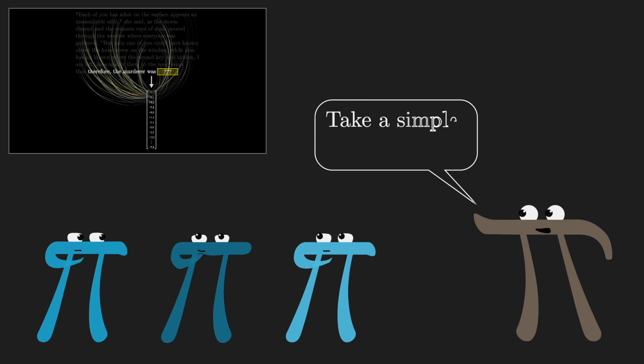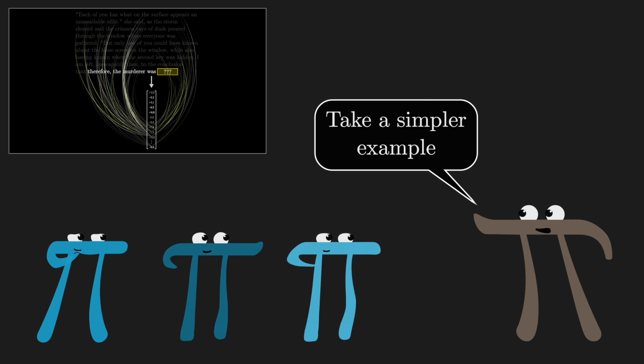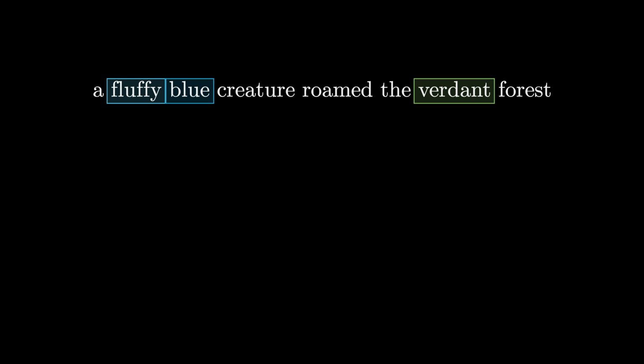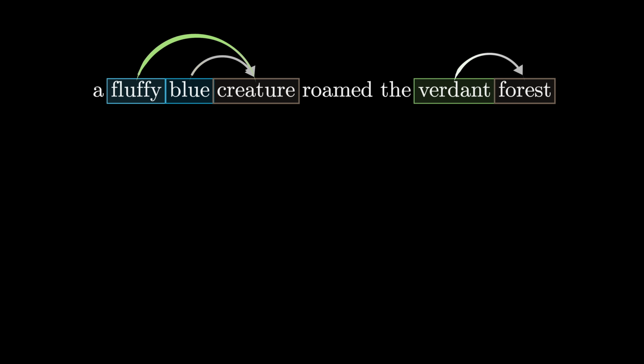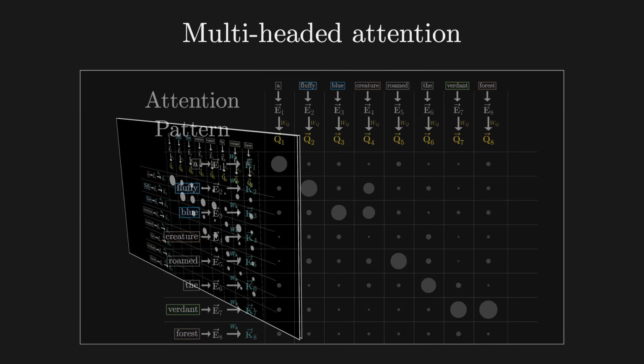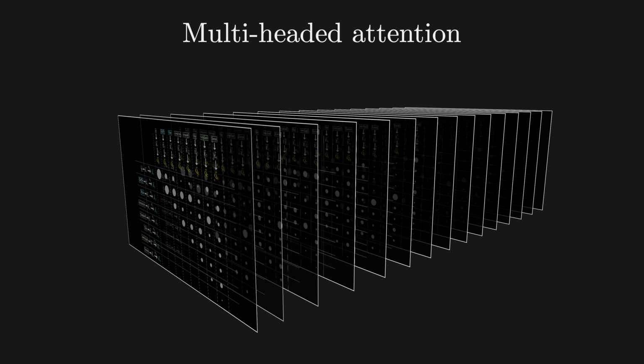To step through the computations though, let's take a much simpler example. Imagine that the input includes the phrase, "A fluffy blue creature roamed the verdant forest." And for the moment, suppose that the only type of update that we care about is having the adjectives adjust the meanings of their corresponding nouns. What I'm about to describe is what we would call a single head of attention, and later we will see how the attention block consists of many different heads run in parallel.